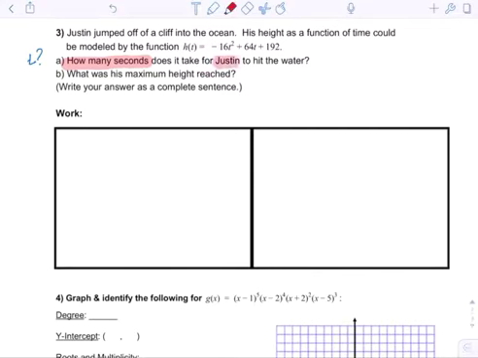Next, it says Justin hit the water. So if Justin hits the water, that is going to be at a height equal to 0. So now let's solve for this. So let me write down my equation. We know the height is 0.